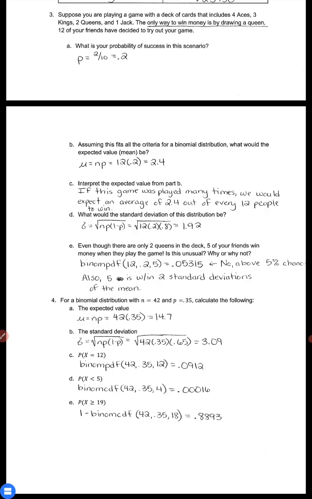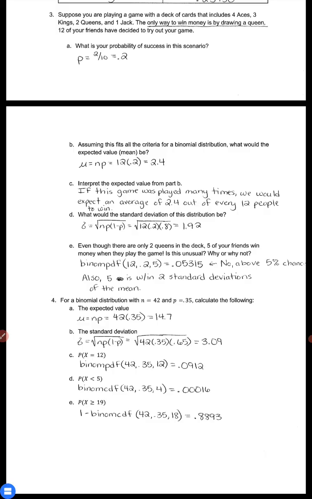Now, obviously we understand if 12 people are playing, 2.4 of them can't win, right? What that means is if 12 friends played on Monday and then those 12 friends played again on Tuesday and then again on Wednesday and so on, sometimes 3 people might win, sometimes 2 people might win, sometimes 4 or 1 might win, but that would average out to 2.4.